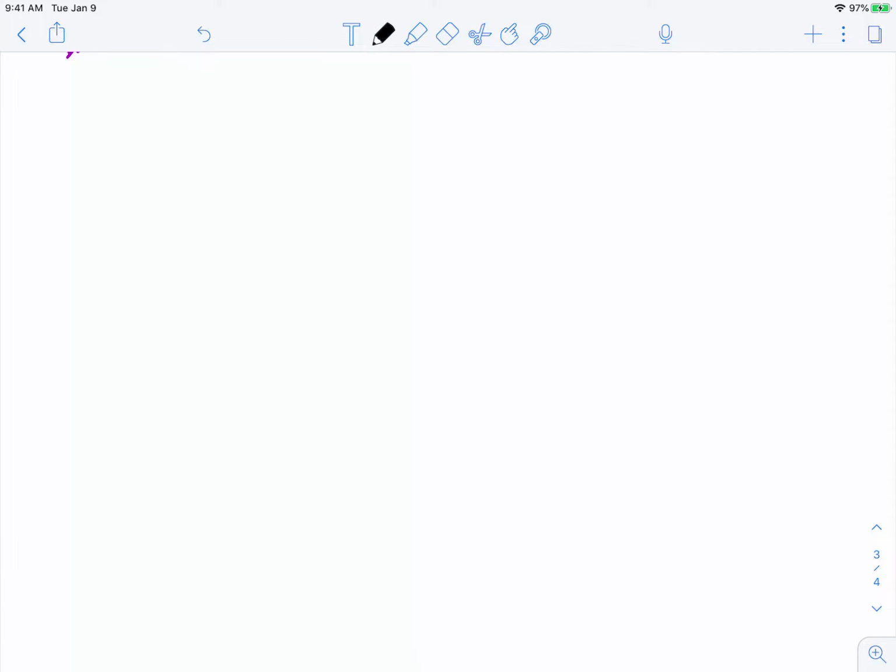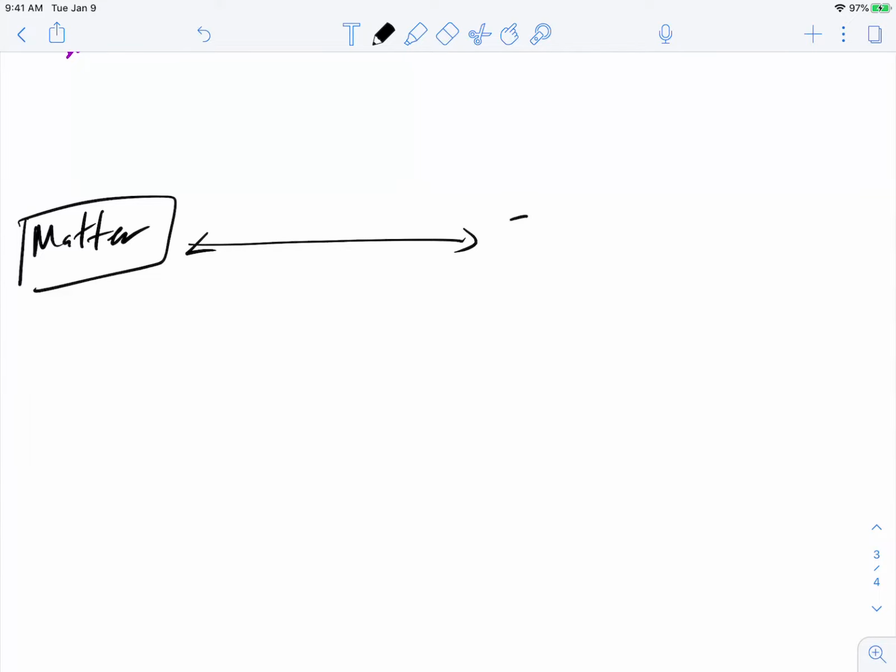So we have the matter side of this. So we have the matter over here, and we're going to kind of shift over. Now we have the energy. So we have this conversion. Now we're going to focus on this energy bit. And we'll be looking at different forms of energy.